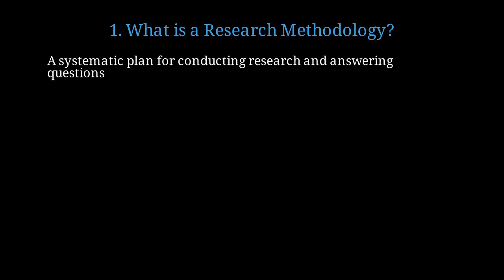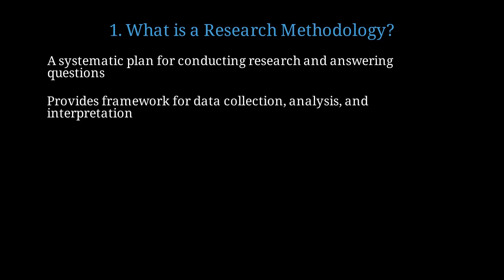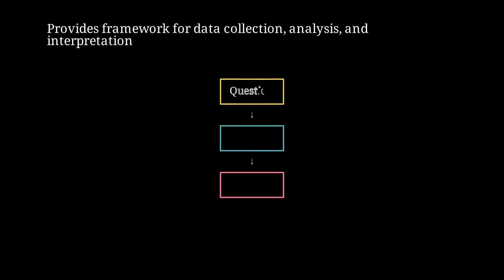Let's start by understanding what we mean by research methodology and why it matters. A research methodology is a systematic plan for conducting research and answering questions in a rigorous and reproducible way. It provides a framework for collecting data, analyzing results, and interpreting findings with scientific validity. Research flows from question through method to answer, with methodology ensuring this process is rigorous and reliable.